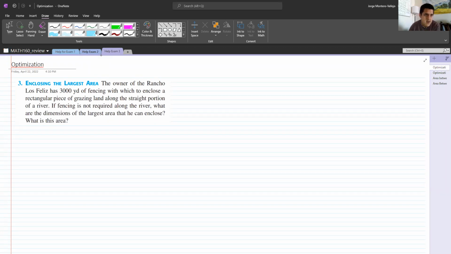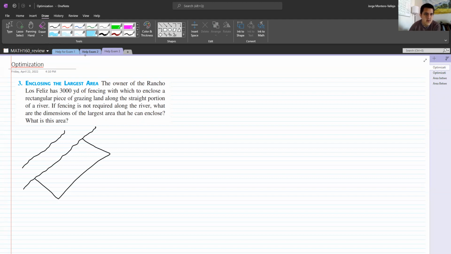Okay, so there is this river, right? So let's say it is this, and then there is this straight line portion next to which we are going to use this 3,000 yards of fencing to enclose a rectangular area. So I guess it's not hard to see that it will be something like this, right? So something like this. Okay. If fencing is not required along the river, of course, right? Like on this side of the rectangle doesn't need fencing. What are the dimensions of the largest area that he can enclose? Okay, assuming that the owner is a guy.